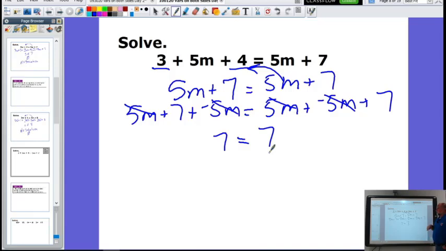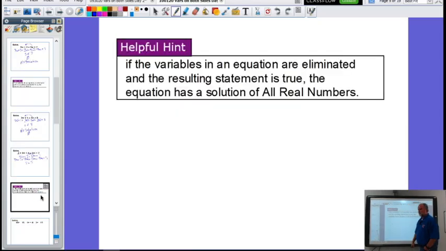So in the previous problems, we ended up with the statement down here that was false. But in this particular one, what do we notice about that statement? It's true. So what do we do if it's true? Well, I need you to write this one down also.